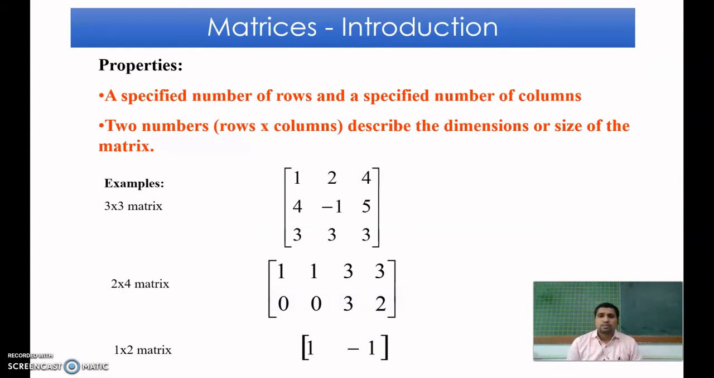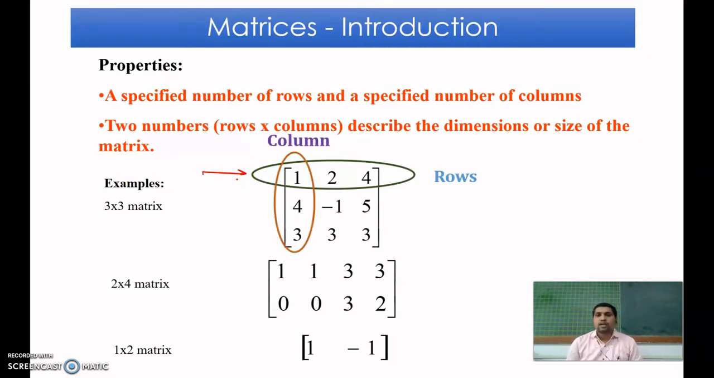Now we are going to see what the rows and columns of a matrix are. Students, the horizontal elements are called the rows of the matrix and the vertical elements are called the columns of the matrix. Suppose I give you an example: the benches arranged in a horizontal line in the class we call rows, and the benches arranged in a vertical line we call columns. So this is one example of rows and columns.